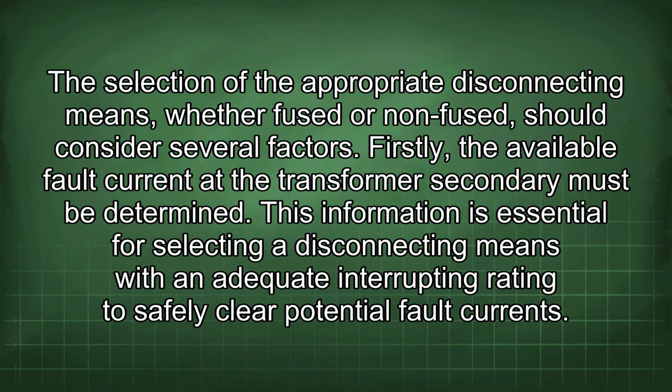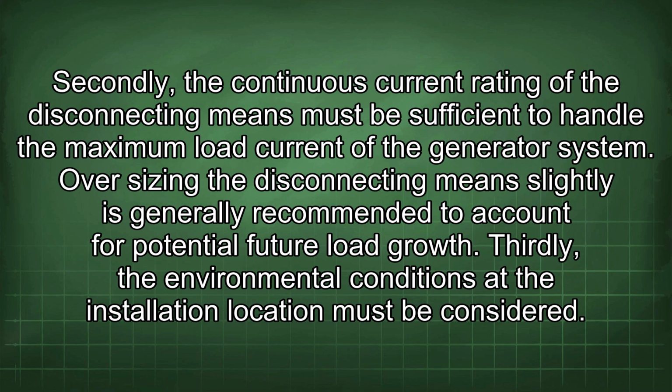The selection of the appropriate disconnecting means, whether fused or non-fused, should consider several factors. Firstly, the available fault current at the transformer secondary must be determined. This information is essential for selecting a disconnecting means with an adequate interrupting rating to safely clear potential fault currents. Secondly, the continuous current rating of the disconnecting means must be sufficient to handle the maximum load current of the generator system. Oversizing the disconnecting means slightly is generally recommended to account for potential future load growth.